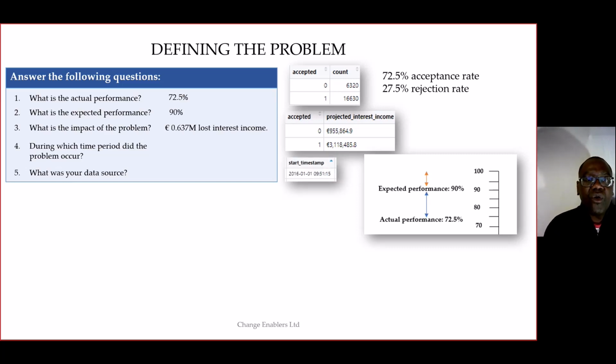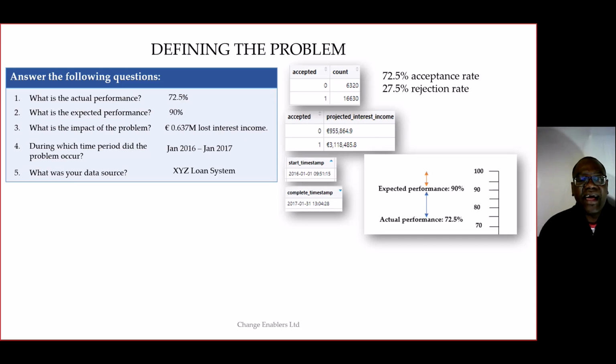For our fourth question, over what time period did this problem occur, we see that the timestamp for the earliest activity in an event log is the beginning of January 2016, and then the end timestamp is at the end of January 2017. So our time period spans 13 months. Our fifth question, what was your data source? We assume that our data is from a fictitious system, the XYZ node system.